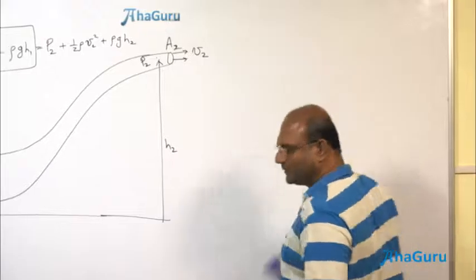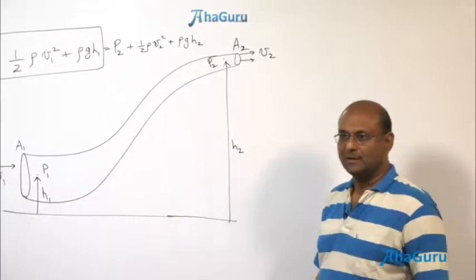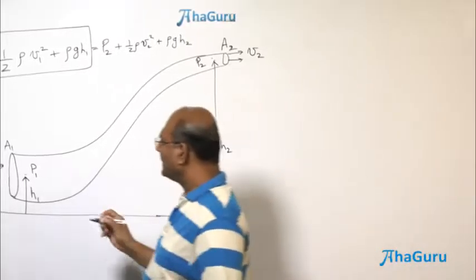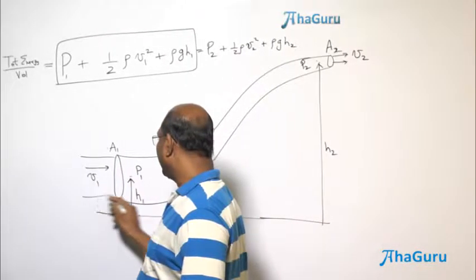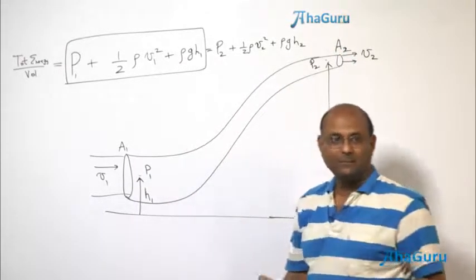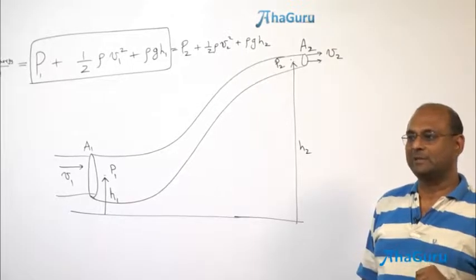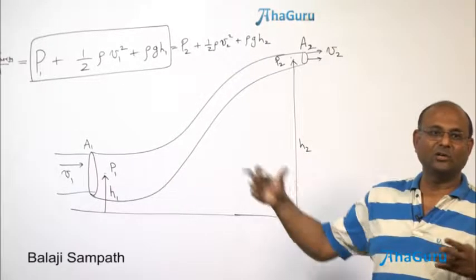Let us quickly prove this and then we will use this. Okay, what is the proof for this? The proof is that you have some amount of liquid entering here. But let us think about this whole liquid that is inside and think in terms of the change in energy of this liquid.